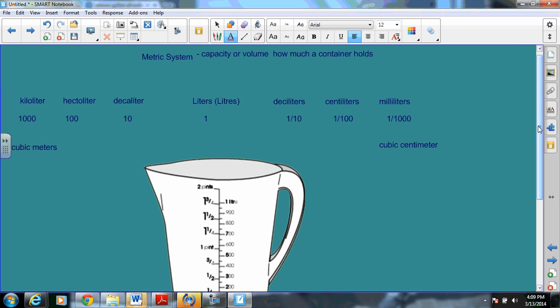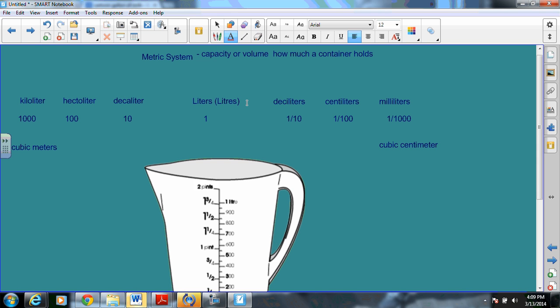Hi. Today we're just reviewing some things that we know about measuring using the metric system. We're still measuring capacity or volume, and it's how much a container holds. And here are all of the units of measure that we are using today.